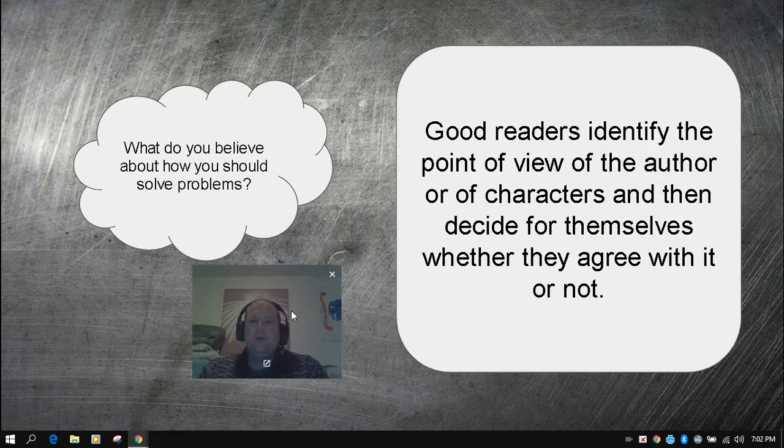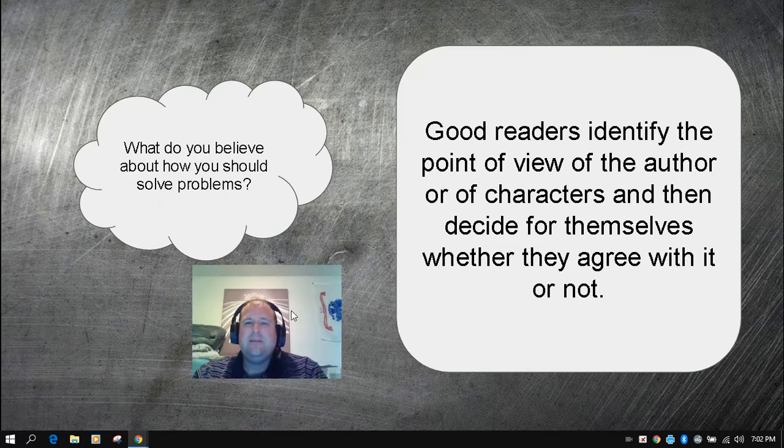One thing to remember, though, is that as good readers, we identify the point of view of the author or of characters and then decide for ourselves whether we agree with it or not. So as you and I read the story, we have a point of view too about if Drake and Nell are doing the right things to be good scientists, by the information we're given from the narrators and the author. But then also with Thunder Cake, we're listening to the experiences and seeing how Grandma handles problems and the girl handles her problems, but then we develop our own point of view to see if we agree or not. So what do you believe about how you should solve problems?